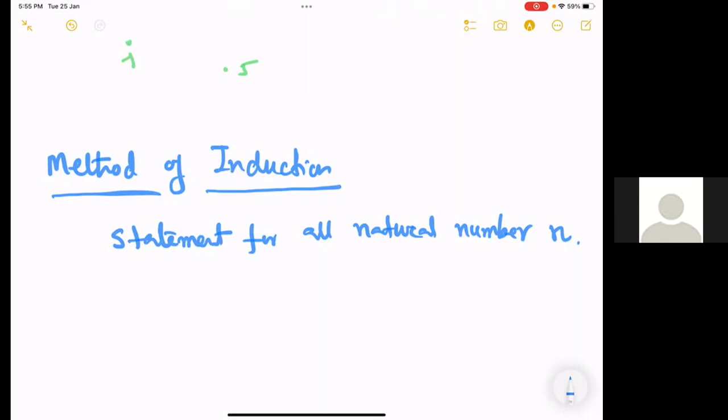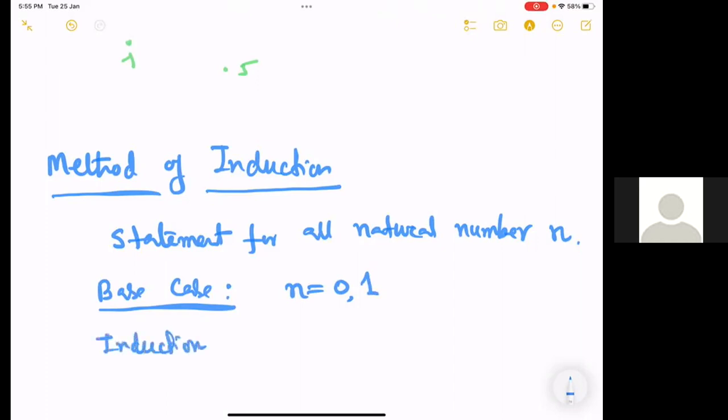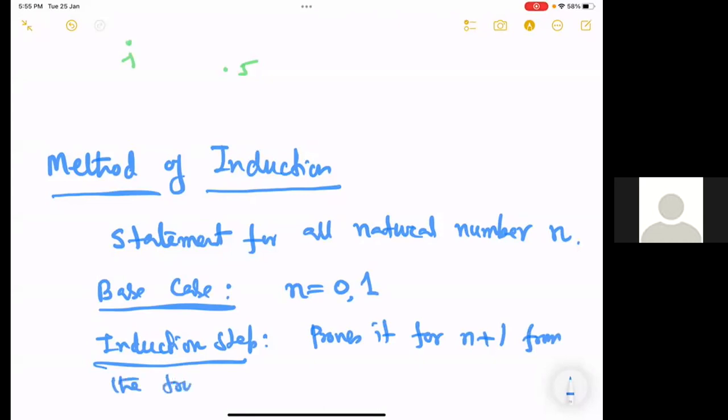And interestingly, all of us know it already. So the usual base case starts as the problem specifies, so n equal to 0 or 1. This is the usual base case. And then the induction step: there is the inductive hypothesis, and the induction step proves it for n+1 from the truth for n, right? This is the usual thing.